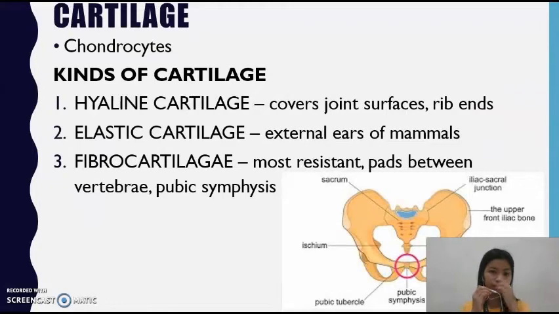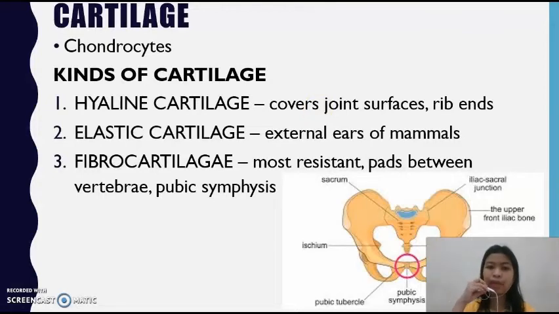Next, we have there the cartilage. So, if the bones are made of osteocytes, cartilage are made of the cells, chondrocytes. Ayan. So, we have the different types of cartilage. The first one is hyaline cartilage. It covers joint surfaces, especially the rib ends. It is also present in the nose, dito sa ating nose, and tracheal rings. And also, it is found in the skeletal system of adult sharks and stingrays, also in the skeleton of vertebrate embryos. So, hyaline cartilage yun.